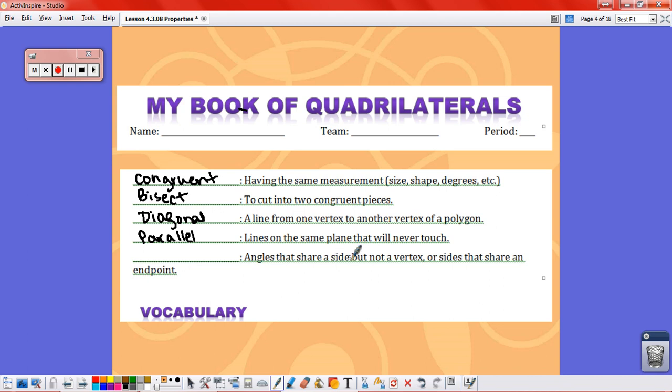Angles that share a side but not a vertex, or sides that share an endpoint, are consecutive, one after the other. So for example, in a square, we'll call it a quadrilateral since it's ugly, these are consecutive sides. These are consecutive sides, these are consecutive sides, and these are consecutive sides. They're touching, but only at one point. And consecutive angles are this angle and this angle. They share one side, but a different vertex.